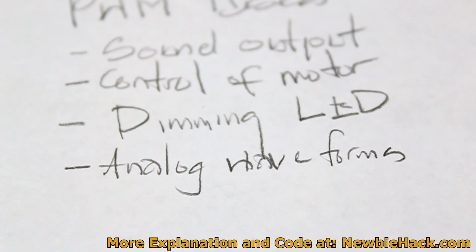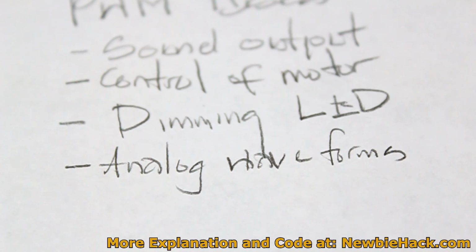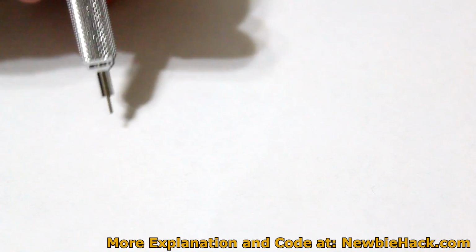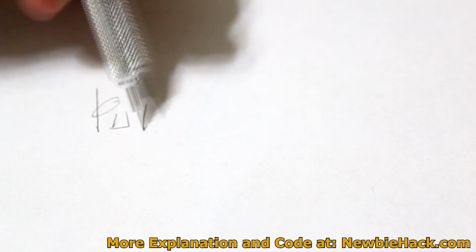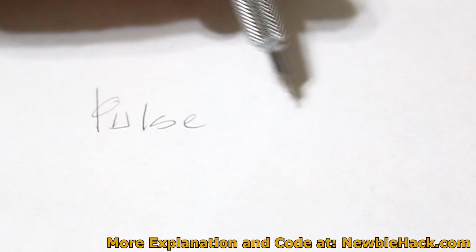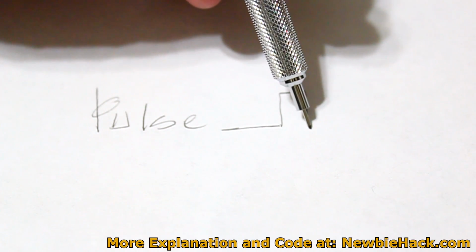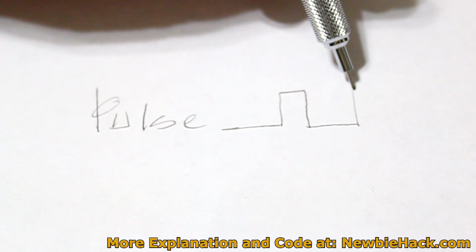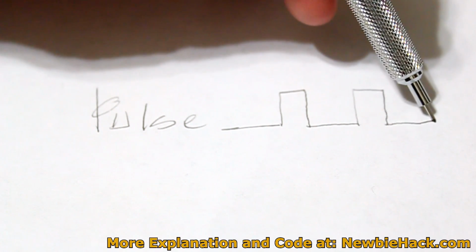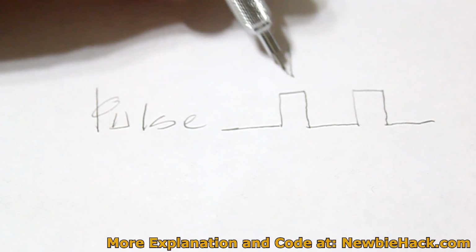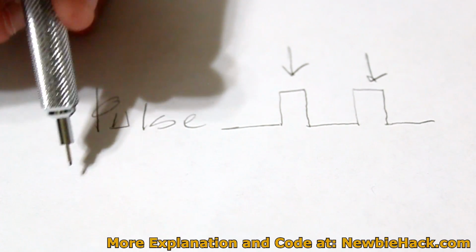So now we know why we would want to use PWM. Let's see how we can make PWM work. With PWM, you have the pulse. If it was 0 volts, then it goes up to 5 volts, goes down to 0 volts, and then up to 5 volts again and back down to 0 volts. These are the pulses.